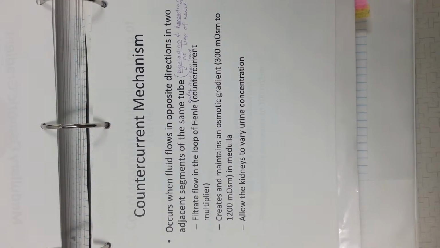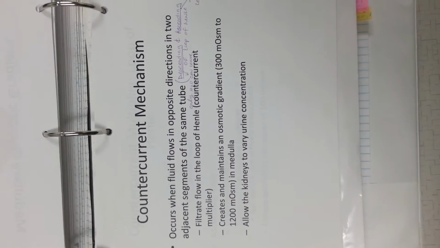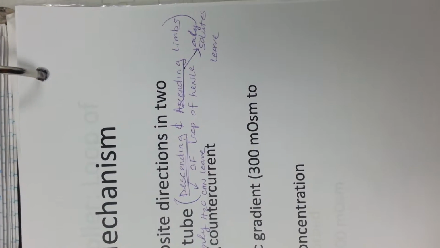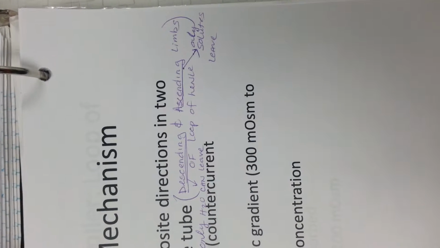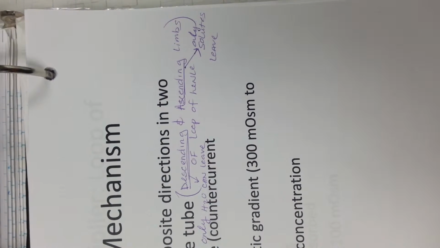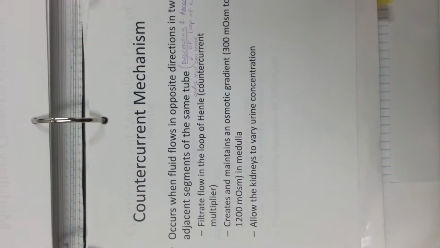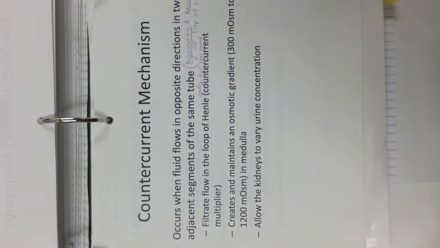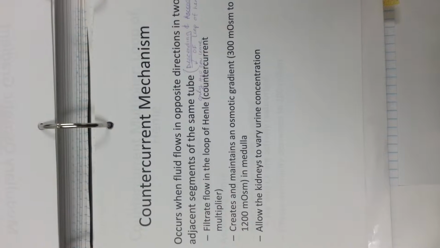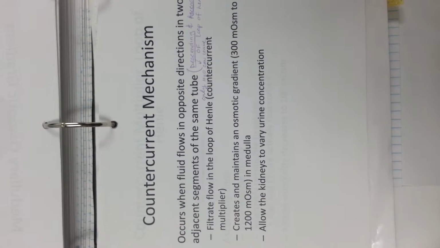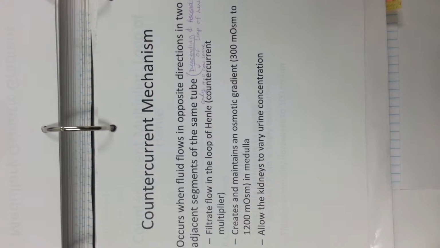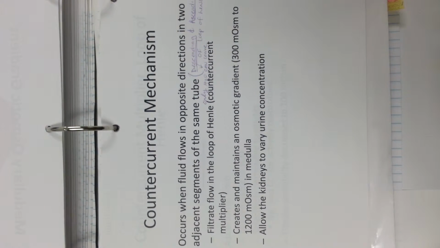Countercurrent mechanism occurs when fluid flows in opposite directions in two adjacent segments of the same tube, like the ascending and descending limbs of the loop of Henle. As you can see, in the descending limb only H2O can leave, and in the ascending limb only solutes can leave. Filtrate flow in the loop of Henle, the countercurrent multiplier, creates and maintains an osmotic gradient in the medulla, allowing the kidneys to vary urine concentration.